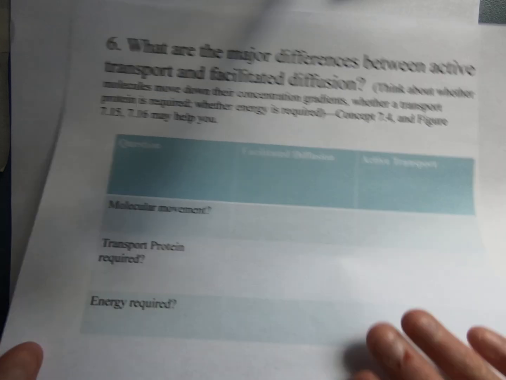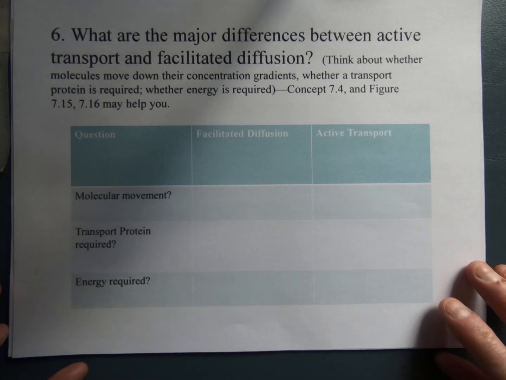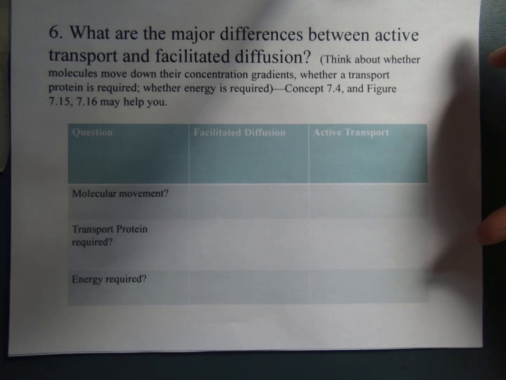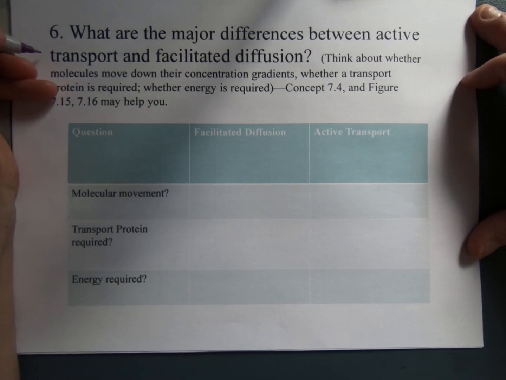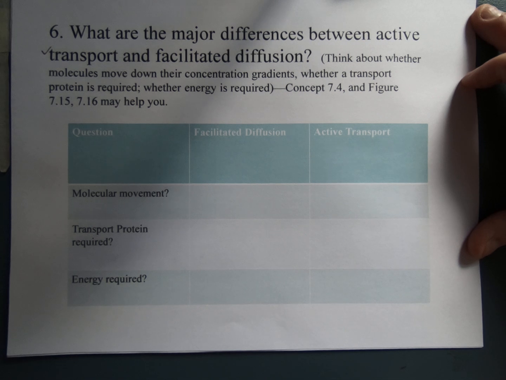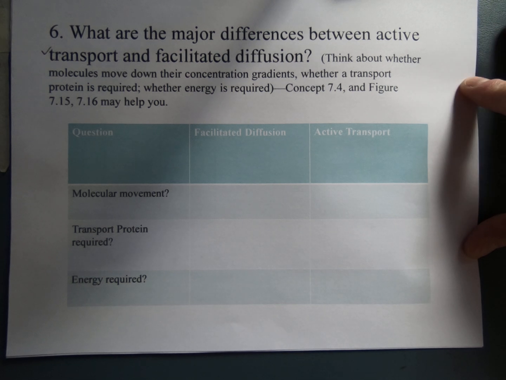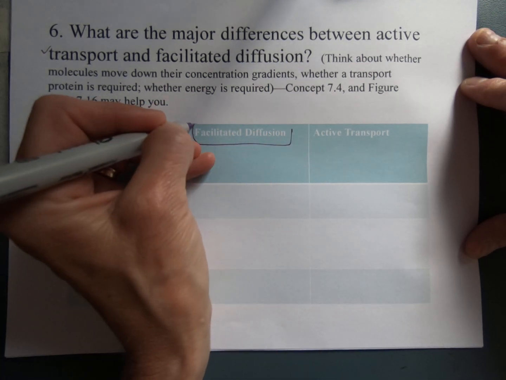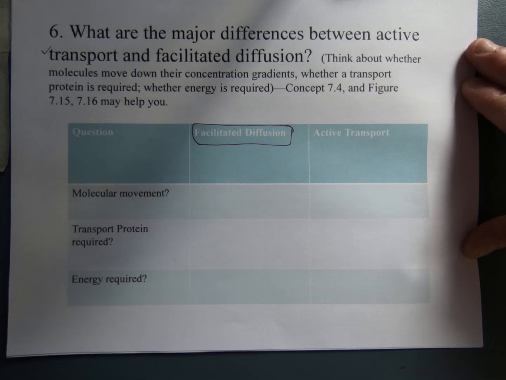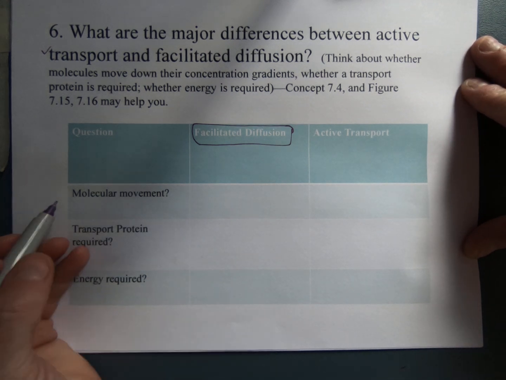Let's take a look at question 6. Question 6. What are the major differences between active transport, there's our new one here, and facilitated diffusion? Think about whether molecules move down their concentration gradients, whether a transport protein is required, whether energy is required. Okay, so facilitated diffusion, we're pretty confident we know what that is. A good example would be aquaporins in the diffusion of water, or the diffusion of water is osmosis, right?